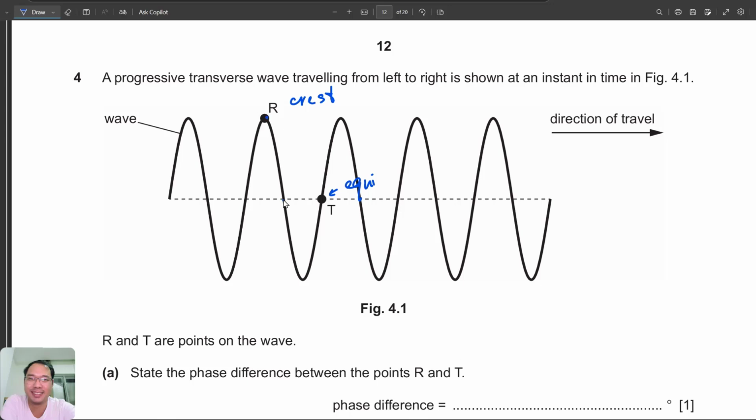Wait, from this point R to this Q is one period, which is 2 pi. From this R here to the bottom, let's call it R dash, the phase difference is pi. Here it is pi over 2, and here the phase difference will be 3 pi over 2. When you go to this point, let's call it Q, the R and Q have the same phase, meaning the phase difference between them is 2 pi, 360 degrees. So the answer, you can answer two ways, 3 pi over 2 or pi over 2.